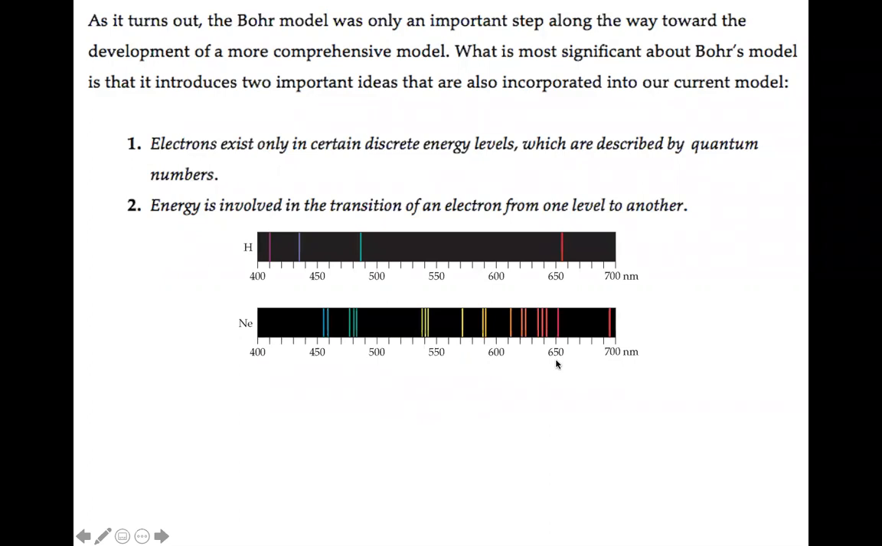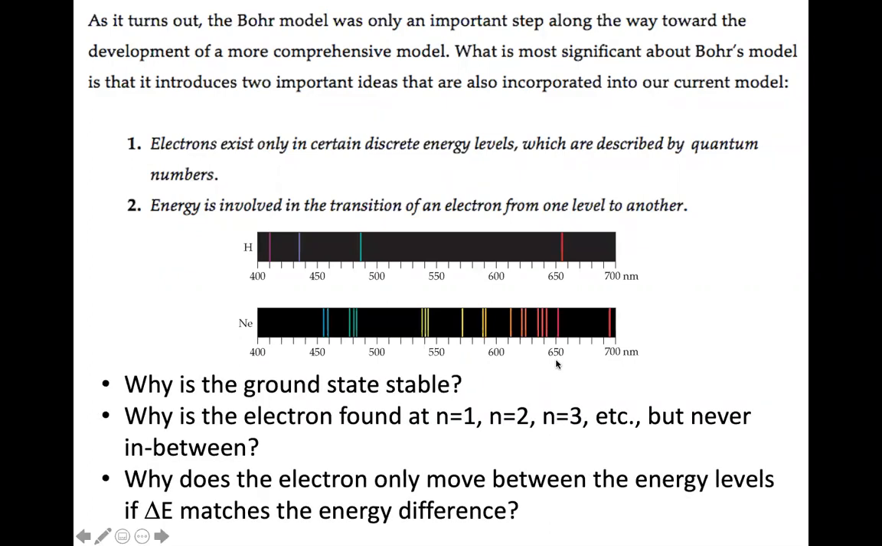It only works for hydrogen. And he doesn't tell us things like, well, why would the ground state be stable? Why can it only go down to n equals 1? Why would it be found at these quantized values, but never somehow in between?